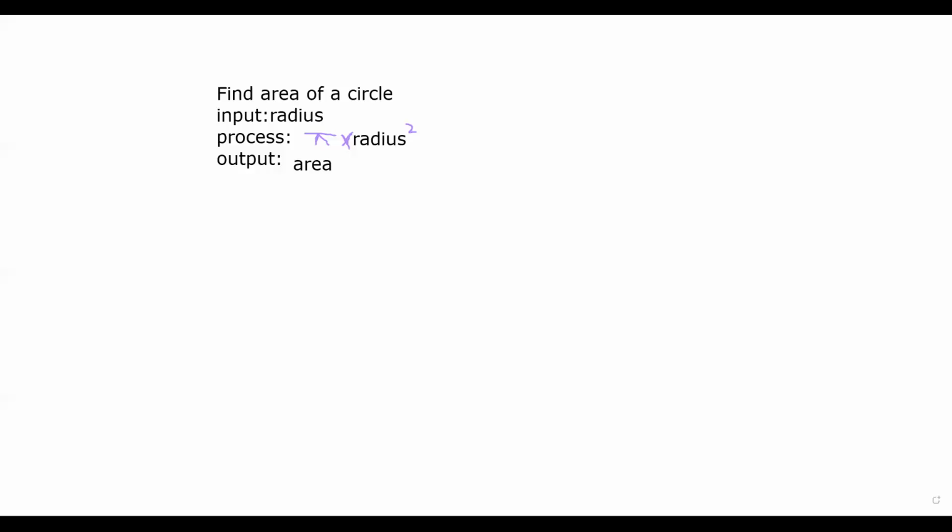So what we discuss: input, output, and the process. Now we need the radius. Process is πr squared, or π times radius squared, and the output is the area.